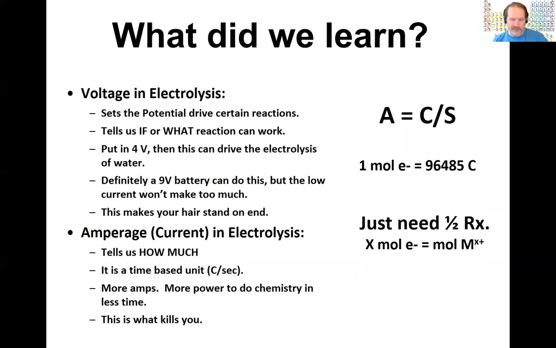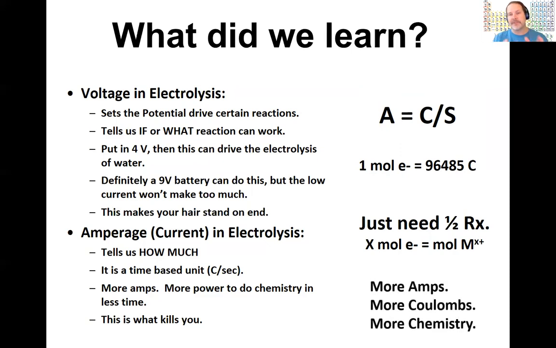So voltage tells us what we can do, and the lowest voltage reactions go first. And once those things are used up, the next reactions go. So remember that current is amps equals coulombs divided by seconds. Remember Faraday's constant, 1 mole of electrons is 96,485 coulombs. And remember, you just need a half reaction. You don't need the balanced reaction in order to do these calculations for electrolysis or a battery for time. And you just need time, mass, coulombs, you get these things. So remember, more amps, more coulombs, more cool chemistry.